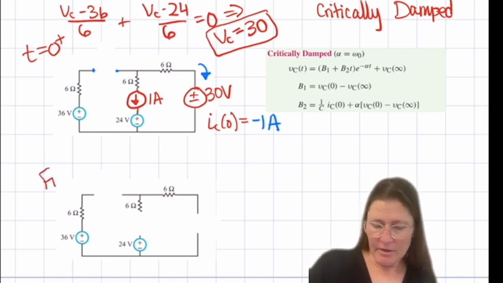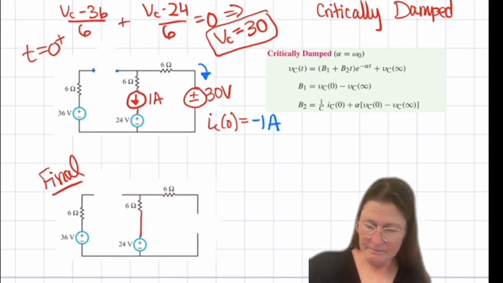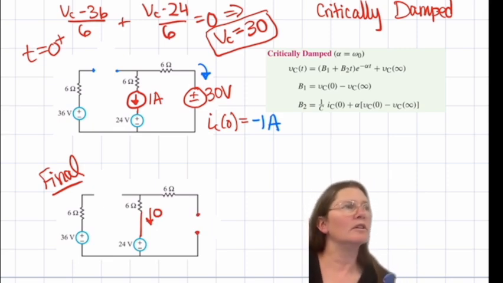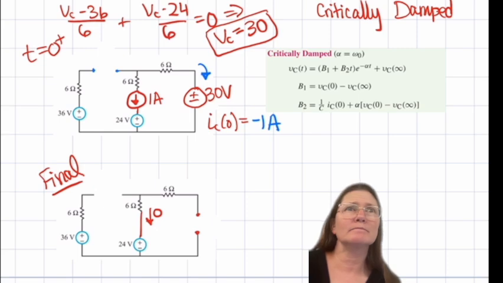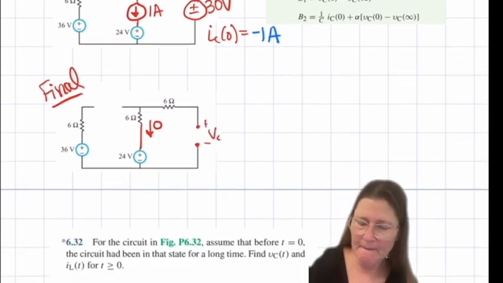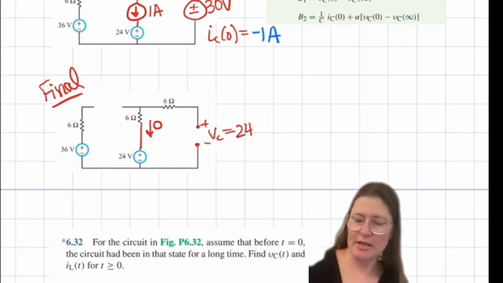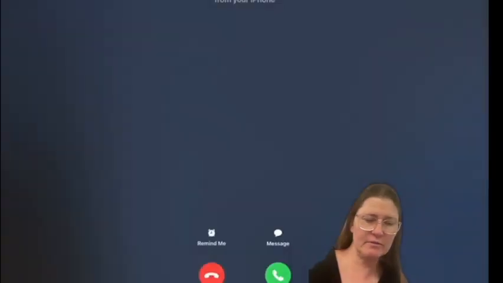And then our final one, there's going to be no current, right? Because everything's open. So what is VC here? Correct. So that will be 24 volts.